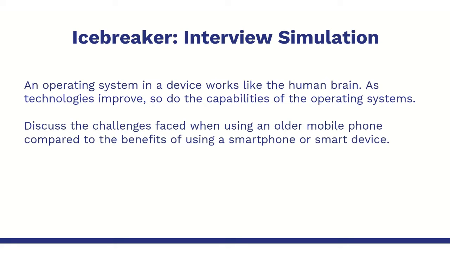So, the topic is an operating system is a device that works like a human brain. As technologies improve, so do the capabilities of the operating systems. Now, as a part of this topic, you can initiate some discussion about the challenges faced when using an older mobile phone compared to the benefits of using a smartphone or smart device.